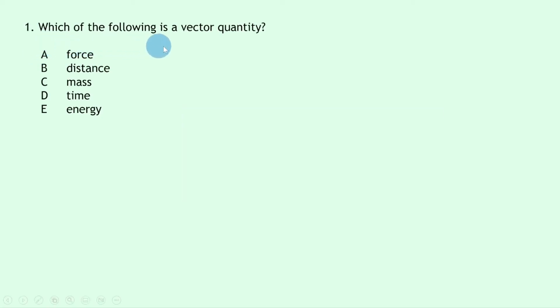Question 1 says, which of the following is a vector quantity? Well, remember, a vector quantity is one that has both a magnitude and a direction, whereas a scalar is one that has a magnitude or size only. So you'll see from the list here that energy, time, mass and distance are actually all scalars, where we don't care about direction, but force is a vector quantity because we do care about direction and magnitude. So our answer here has got to be A.